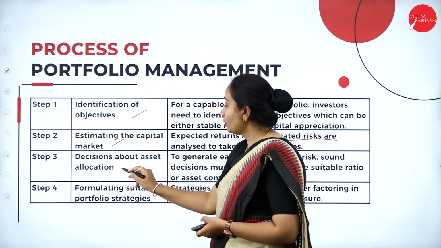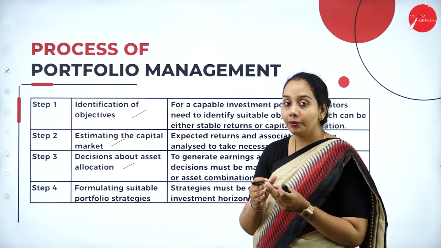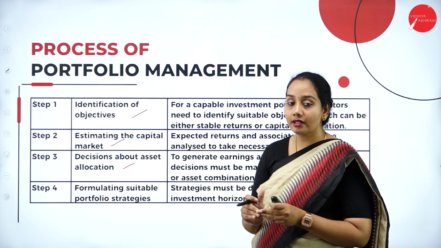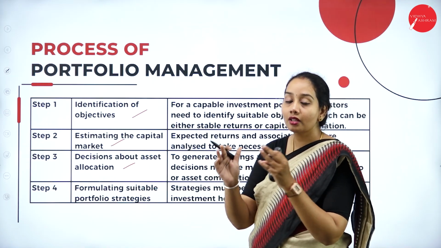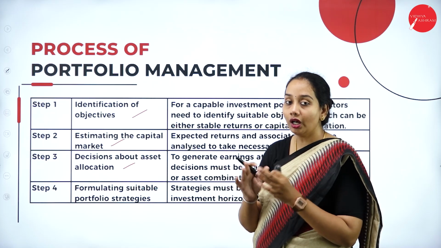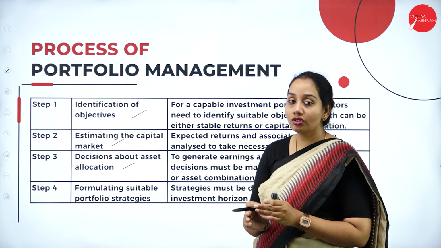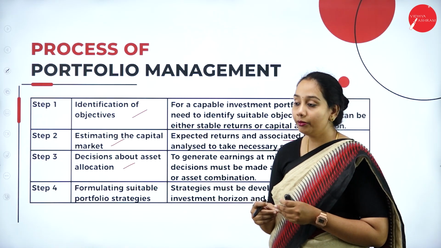The third step is the decision about asset allocation. I have discussed this in the previous slides. Asset allocation is having a mixture of assets, like stocks, debentures, mutual funds, insurance, fixed deposits, etc. How you are going to allocate your capital determines the decisions you make on where you want to invest in order to get the maximum results.